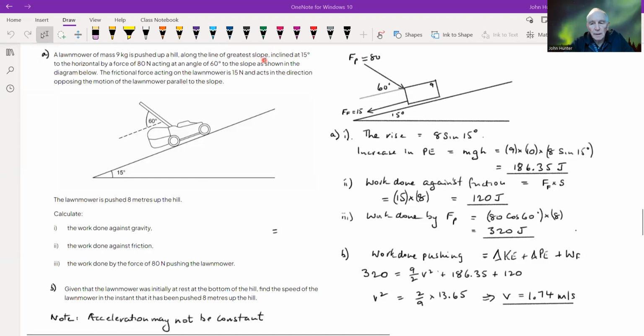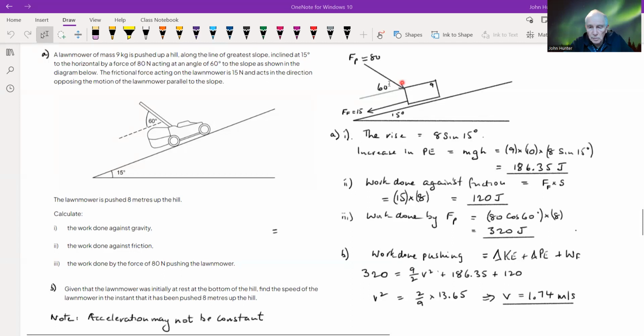greatest slope. That means the diagram we've got is just looking at the side, inclined at 15 degrees to the horizontal, by a force of 80 newtons acting at an angle of 60 degrees. That's coming through the lawnmower handle here. The frictional force is 15 newtons, opposing the motion of the lawnmower, so coming down here. Okay, so I've got our free body diagram, just drawing those two forces in basically. The resistance force here and the force coming in through the handle.